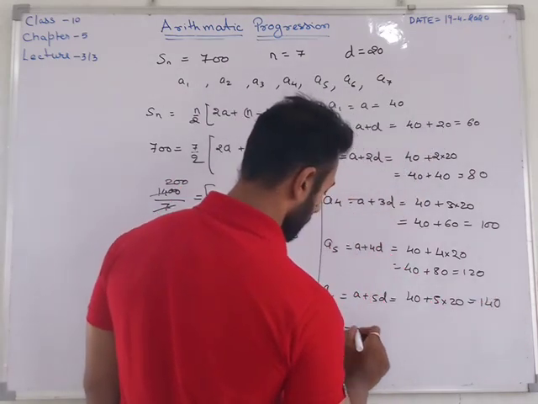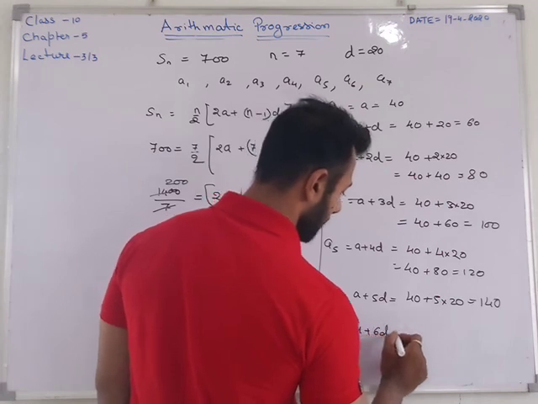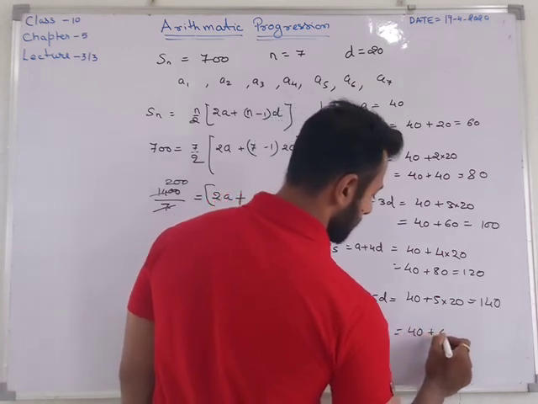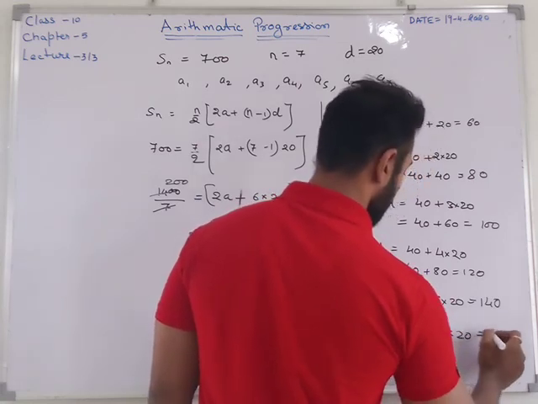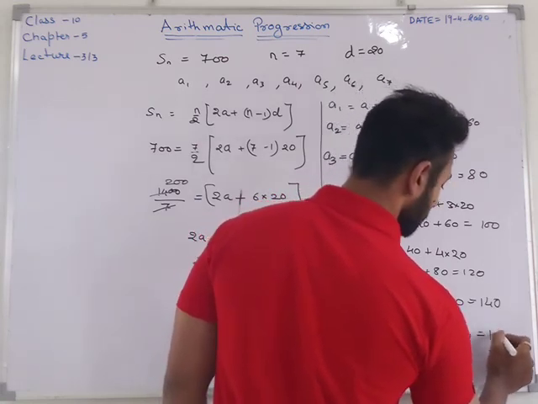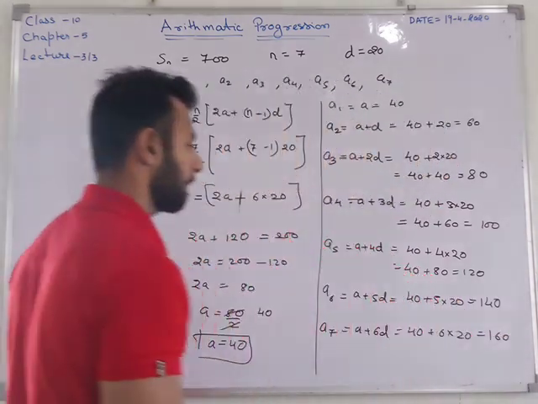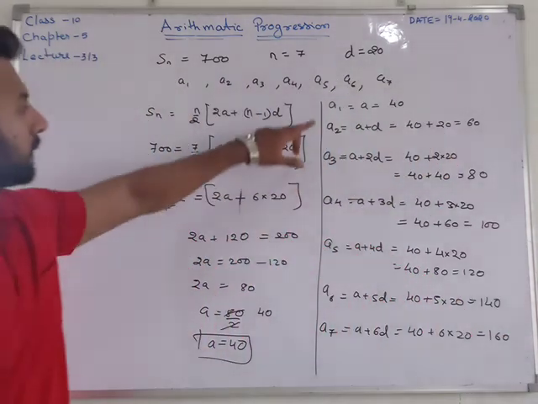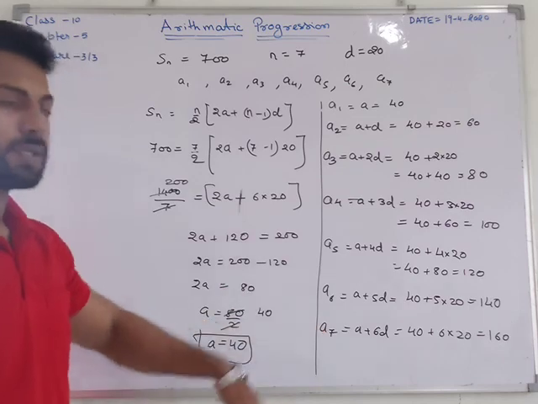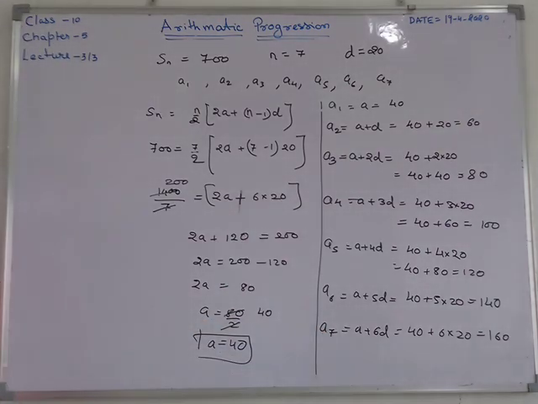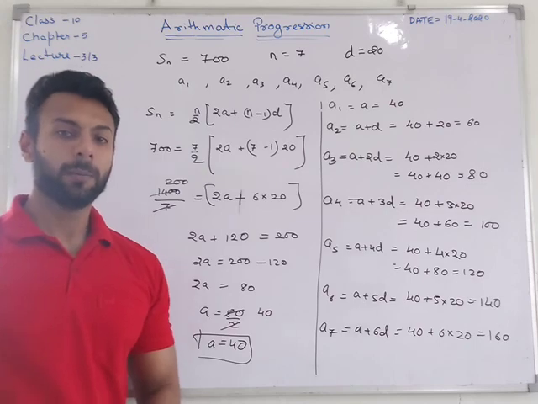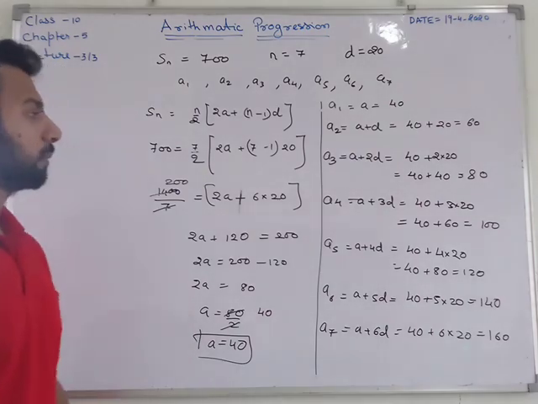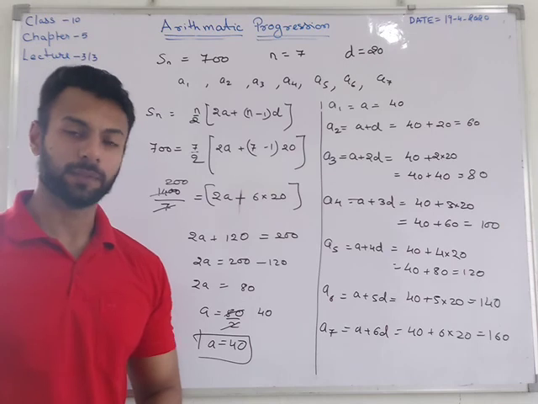A7 is equal to a plus 6d, which is 40 plus 6 into 20. So this will be 160. So we get the value of all the unknowns which we had to identify. I hope you got the idea how we can solve the questions on the basis of all these formulas from arithmetic progression. Thank you for today.